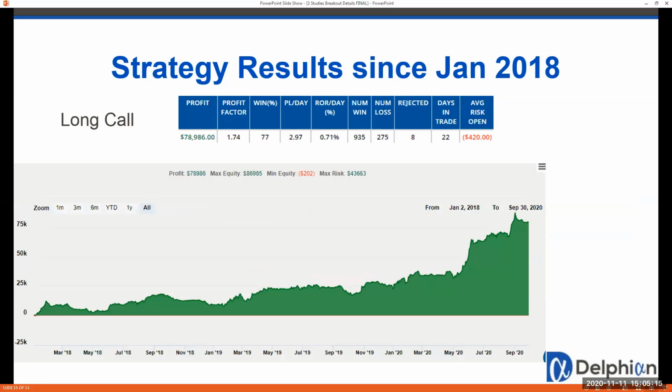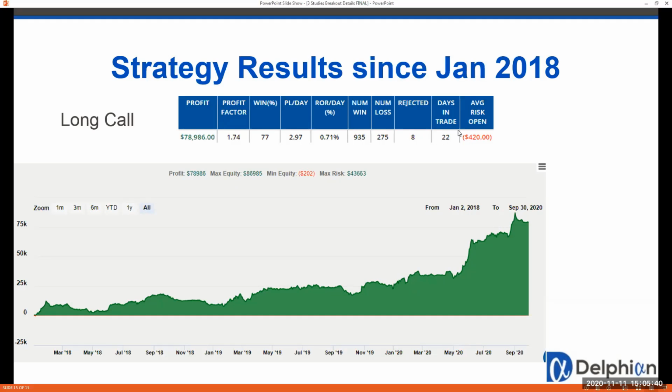Strategy results since January 2018, you can see for this particular strategy, total profit, $78,000, almost 79 for this breakout strategy, 1.74 profit factor, win percent 77, pretty good, 2.97 profit per day. You can see the ROR is 0.71%, and it just breaks down the trades here. Average number of days is 22.